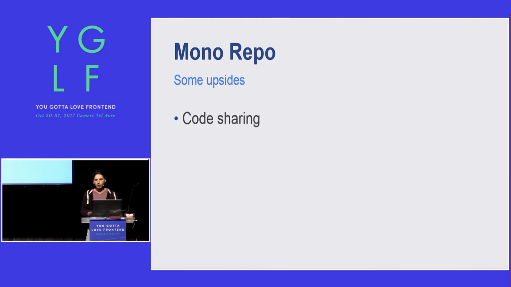The first is code sharing. Since it's all one project, all the classes, all the methods, all the utils are accessible. So there's less chance of code duplication and re-implementation of the same code. Also, team collaboration is really, really easy since everyone's code is accessible. So I can search for something and it searches the whole code base.